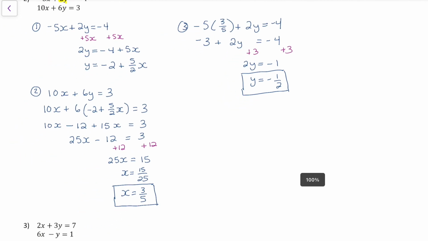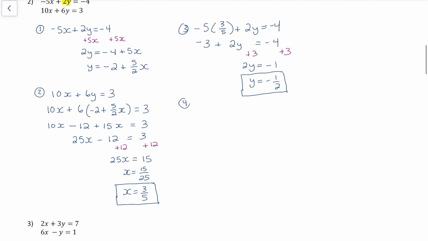And finally, step 4 that we don't want to skip is to check our answer. Does 3 over 5 and negative 1/2 work in both equations? So I'm going to substitute this in.